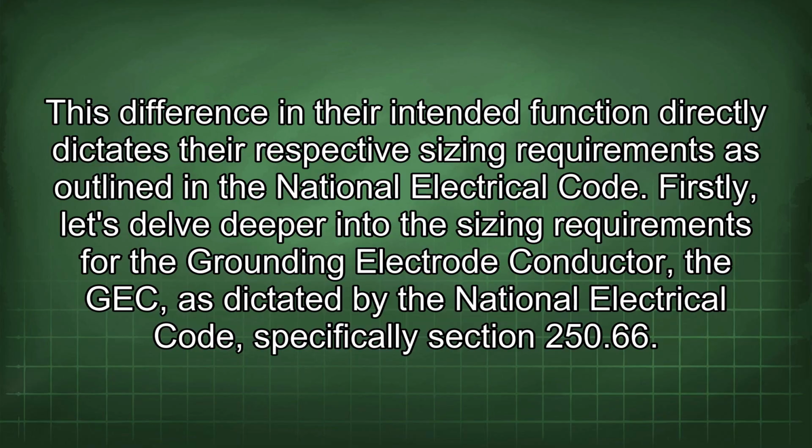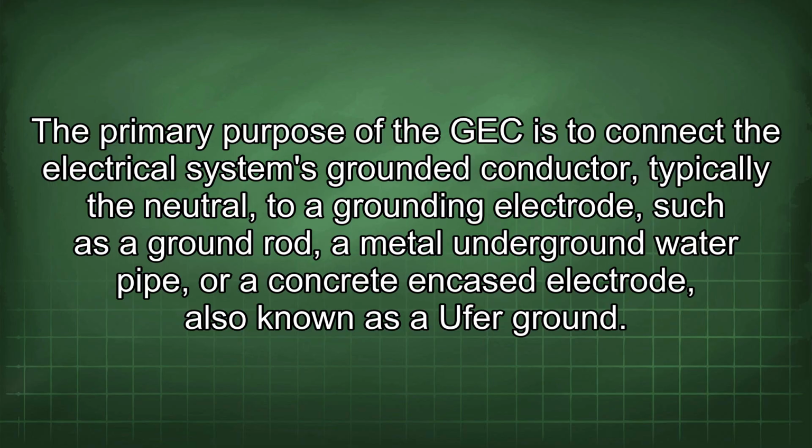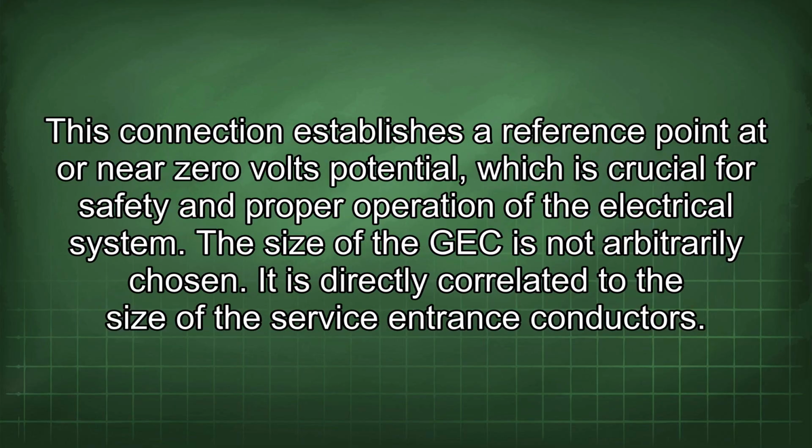Firstly, let's delve deeper into the sizing requirements for the grounding electrode conductor, the GEC, as dictated by the National Electrical Code, specifically Section 250.66. The primary purpose of the GEC is to connect the electrical system's grounded conductor, typically a neutral, to a grounding electrode, such as a ground rod, a metal underground water pipe, or a concrete encased electrode, also known as a Ufer ground. This connection establishes a reference point at or near 0 volts potential, which is crucial for safety and proper operation of the electrical system.